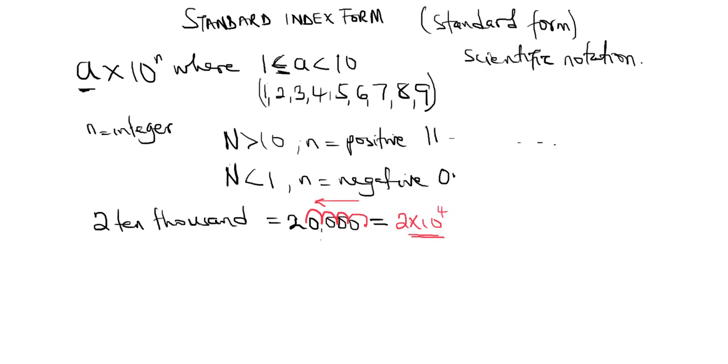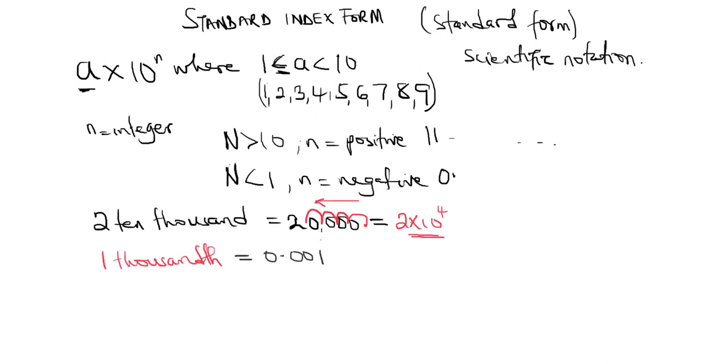So likewise, maybe you have 1,000. In the case of this 1,000, how do you express this in standard form? You want to express this in standard form. 1,000, as we can have it, is 0.001.